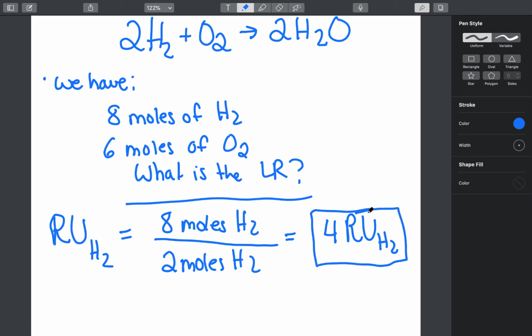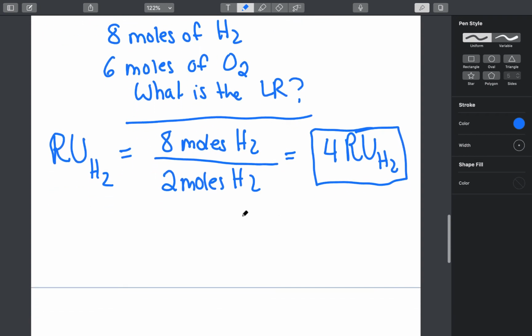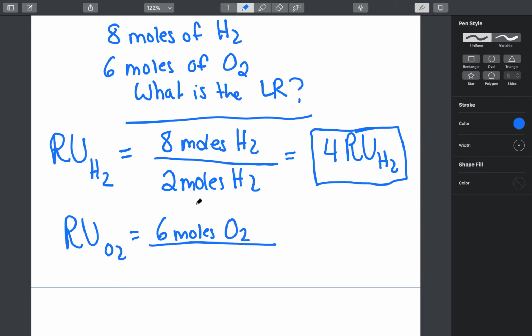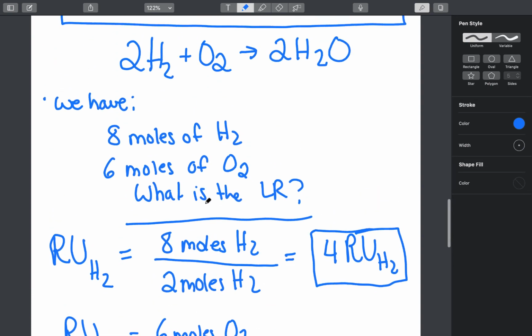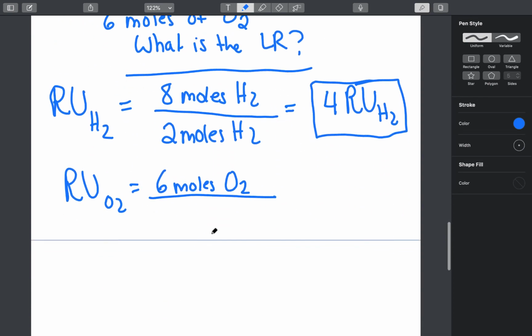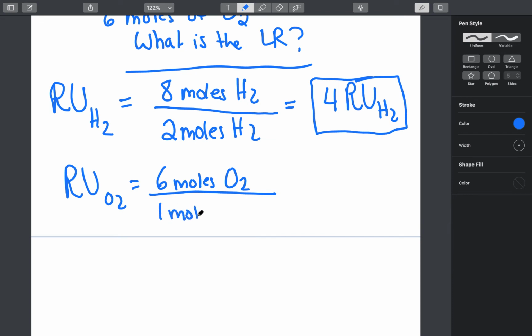So now let's do the same thing for O2. The reaction units of O2 is equal to the amount of moles of O2 that you have, so 6 moles of O2, over the amount of moles in the chemical equation, which is just 1 mole of O2. And when you divide these from each other, you get 6 reaction units of O2.